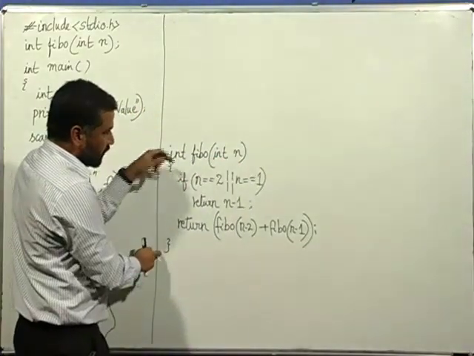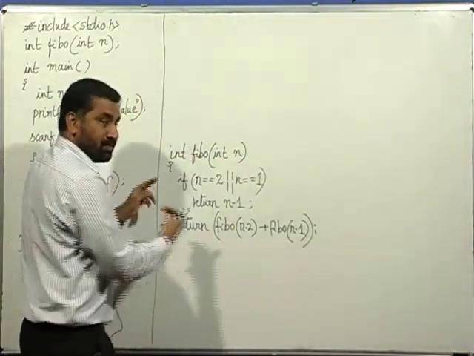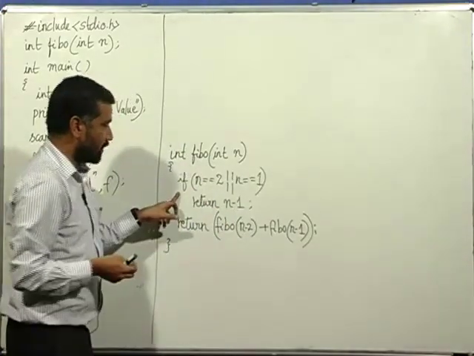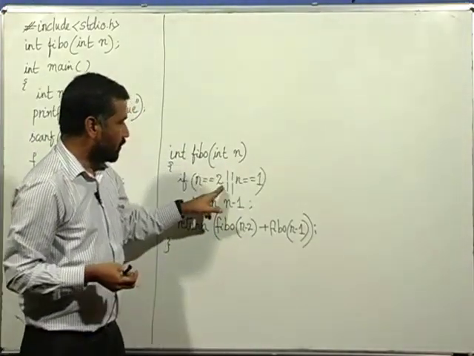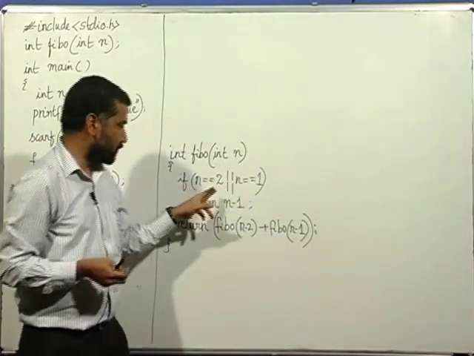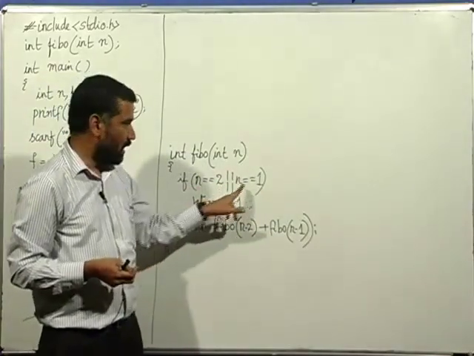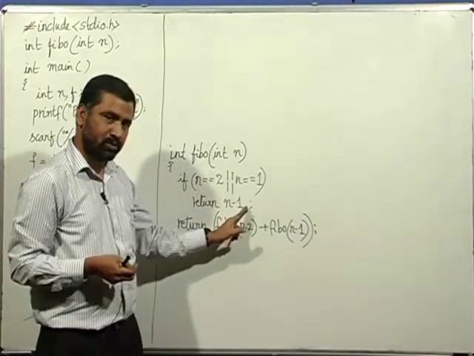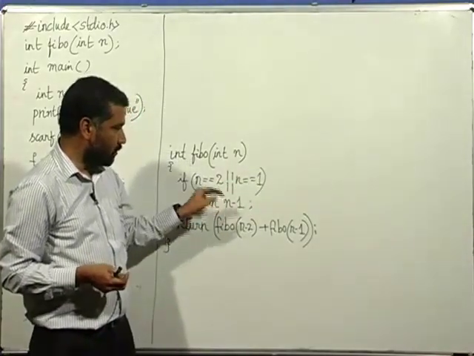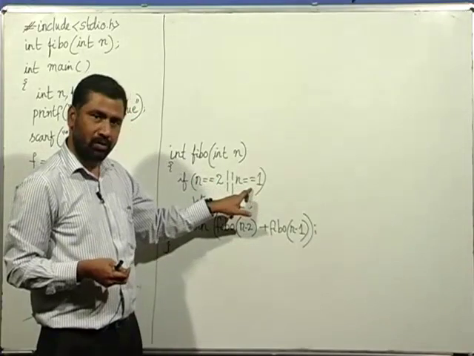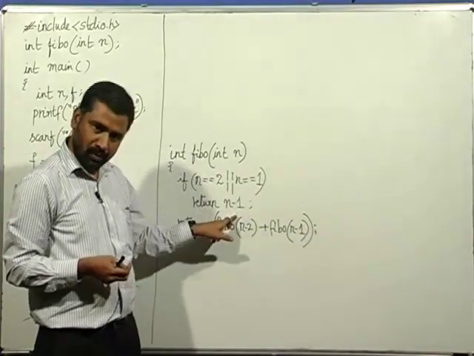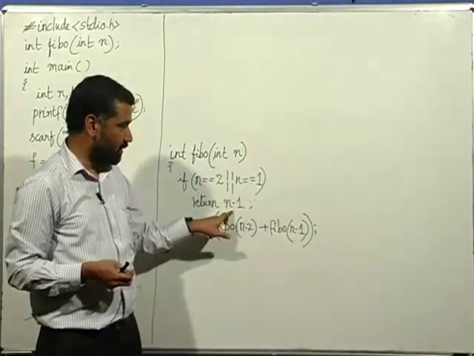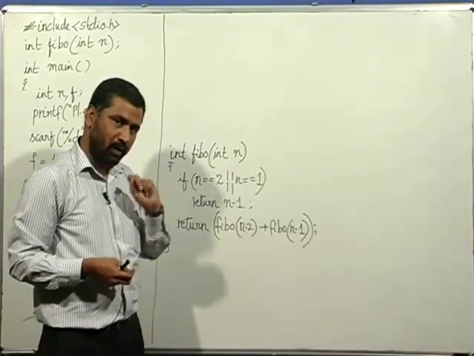And what is the logic? Whatever we have mentioned, it is recursively captured here. As you can see here, if n is equal to 2 or n is equal to 1, that is if you are asking for the second Fibonacci number or the first Fibonacci number, we are asking the function to return n minus 1. That is, if n is equal to 2, it will return 1. If n is equal to 1, it will return 0. And we know that first Fibonacci number is 0, second Fibonacci number is 1.